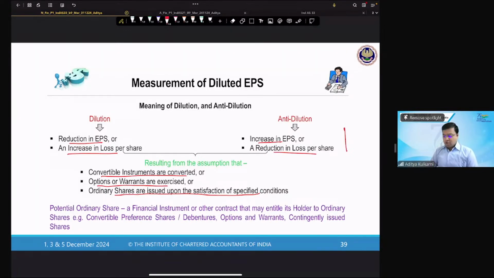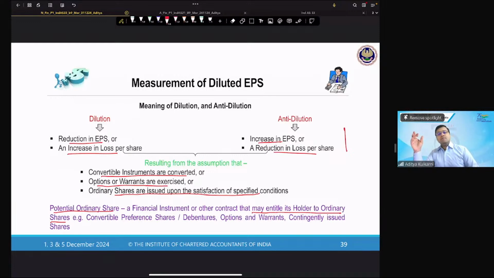Is it okay? So why does this happen? This happens because of the presence of potential ordinary shares in the capital structure. A potential ordinary share is a financial instrument or other contract that may entitle its holder to ordinary shares. Examples: convertible preference shares or debentures, options and warrants, contingently issued shares, etc. Is it okay? Have you understood till now?